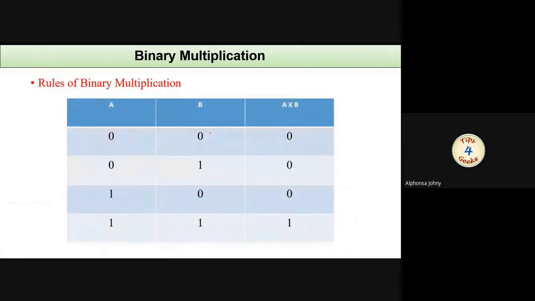Then binary multiplication. It's very simple and follows rules similar to decimal multiplication, but here we have only 2 digits, 0 and 1. So the rules are very easy. A and B are the 2 bits, and A into B denotes the result after multiplication. 0 into 0 is 0, 0 into 1 is 0, 1 into 0 is 0, 1 into 1 is 1. These are the rules for binary multiplication.